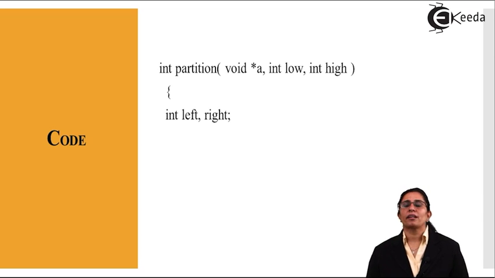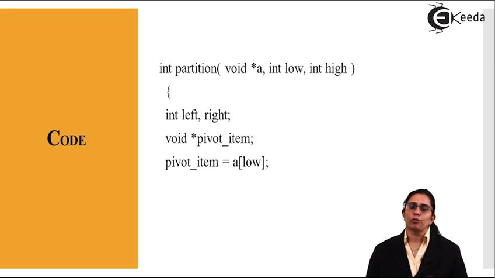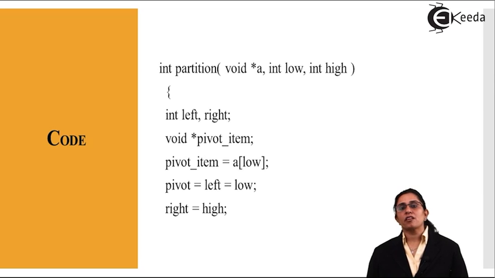I declare two variables, that is left and right, and then I say void pivot item. Now what is a void pivot item? It just gets the first value of my array, that is A of low. Low is the first element of my array, so that goes to the pivot item. Now pivot is equal to left is equal to low, so I declare it as left also. So my left also gets the same thing. Right is equal to high, so the last element of my list is passed on to the variable right.